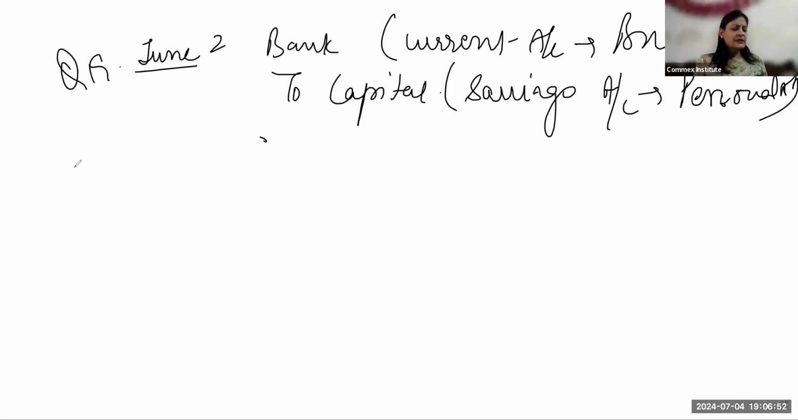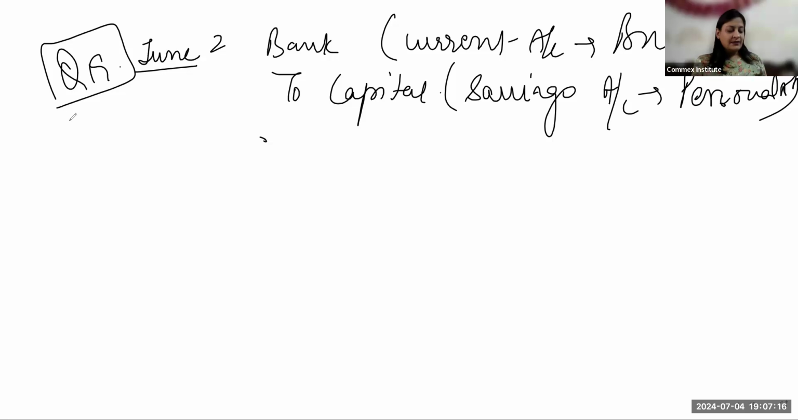Okay, then this is June 2. Receive check from Rama's loan. So that will be bank account debit to loan from Ram account. Purchase goods for cash. Purchases account debit to cash. Sold goods to Messrs. Hari Sales Delhi. Messrs. Hari Sales Delhi account debit to sales.